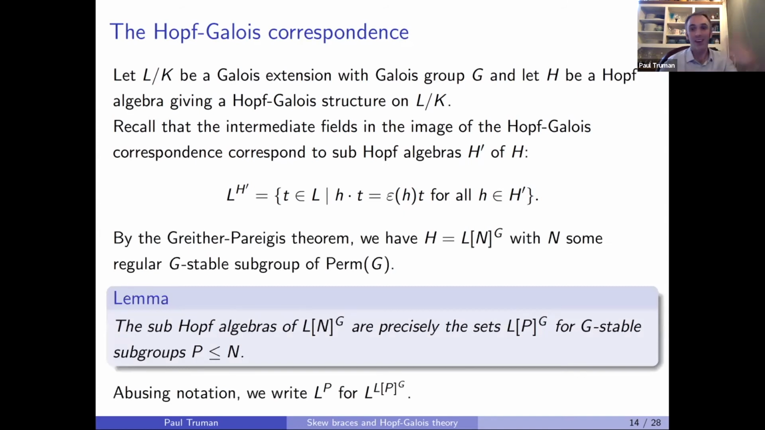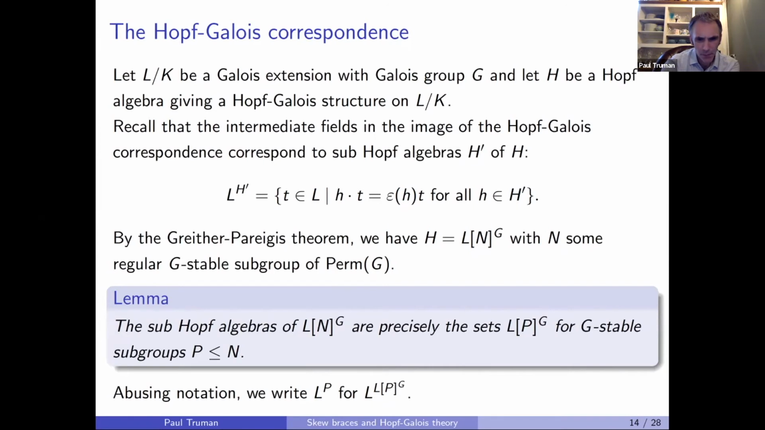But now, from when I stated this previously, I've thrown the Greither-Pareigis theorem into the mix. So now I know that the H I'm looking at has this particular form. It's the fixed points of a group algebra of this form, L[N] fixed by G. So what do the sub-Hopf algebras of that thing look like? Well, they look precisely like L[P] fixed by G, where P is a subgroup of N that is itself G-stable. So it's a subgroup of N, and when G acts on N, P is actually stable under that action.